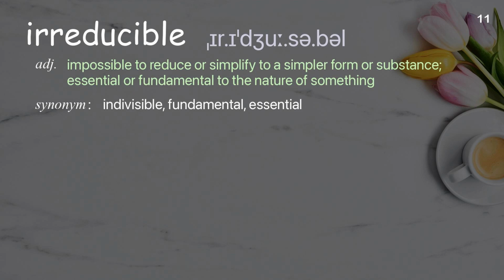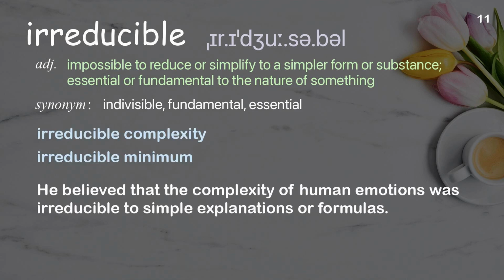Irreducible. Impossible to reduce or simplify to a simpler form or substance, essential or fundamental to the nature of something. Examples: Irreducible complexity. Irreducible minimum. He believed that the complexity of human emotions was irreducible to simple explanations or formulas.